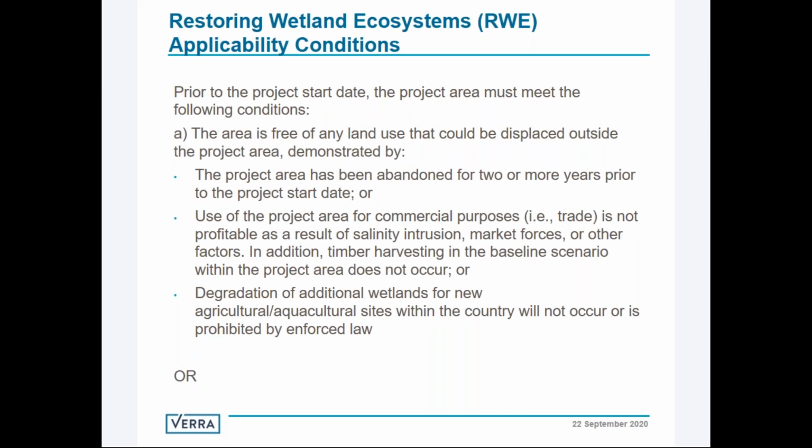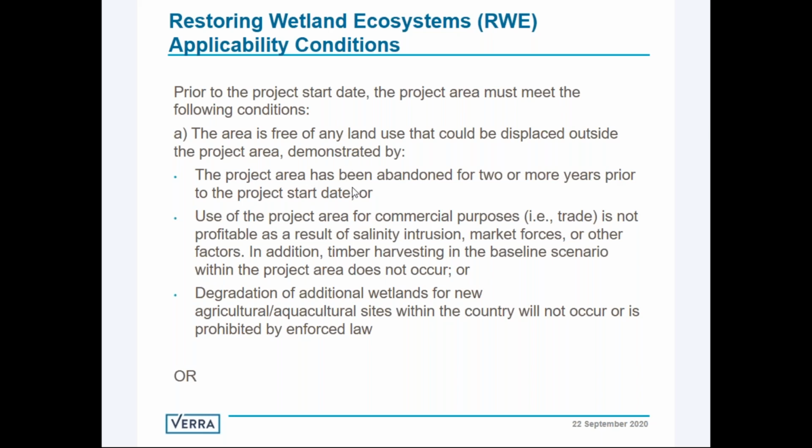There are several conditions designed to prevent leakage. The methodology provides 3 options, one of which must be met. First, that the project area is free of a land use that could be displaced. Either it's been abandoned for 2 years, commercial use is not profitable, and there is no timber harvesting, or new degradation of wetlands will not occur.